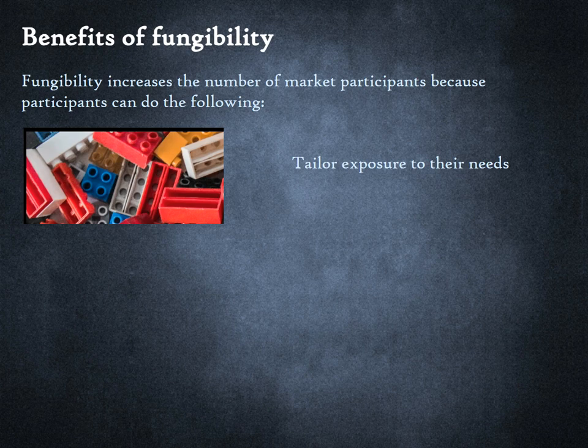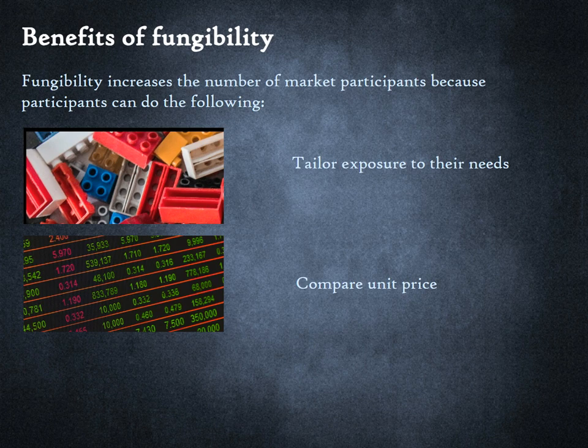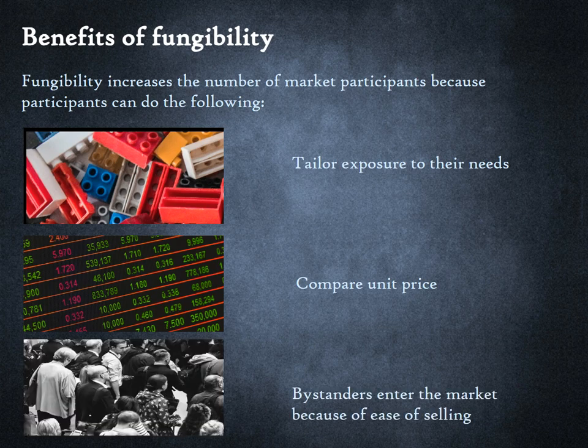Second, a clearly defined unit price helps investors assess whether they are paying too much or too little. Fungible financial assets can either have an absolute price, like the price of a share, or a relative price, like the price-earnings ratio of a share. The previous two factors create a virtuous cycle. If there are multiple interchangeable units of financial assets floating around among many market participants, bystanders are more likely to jump into the fray. They know that they can sell to other participants if they need to exit. So, we have now proven that fungibility increases the number of market participants.